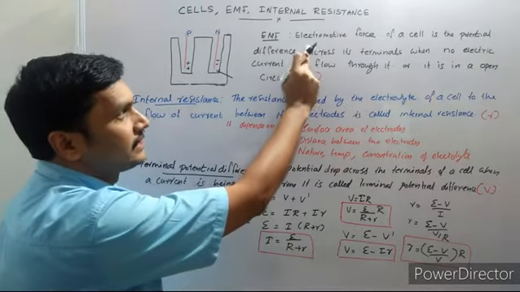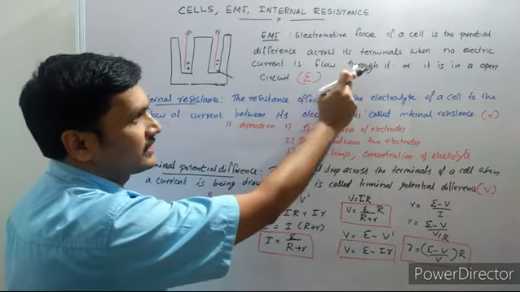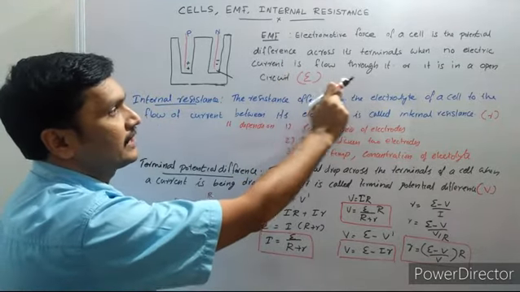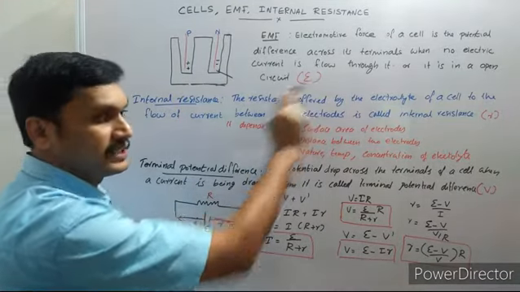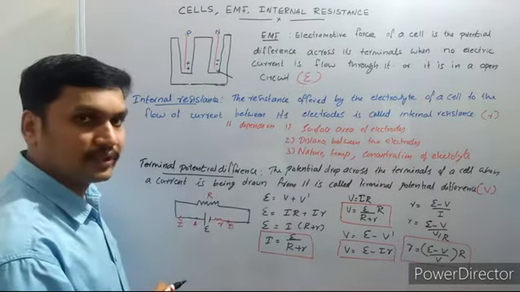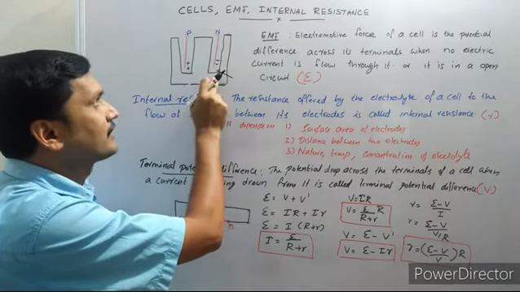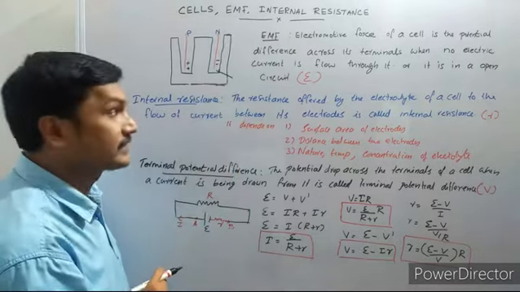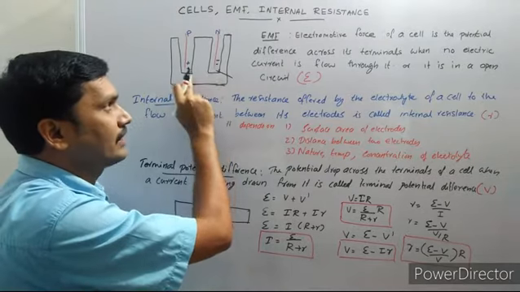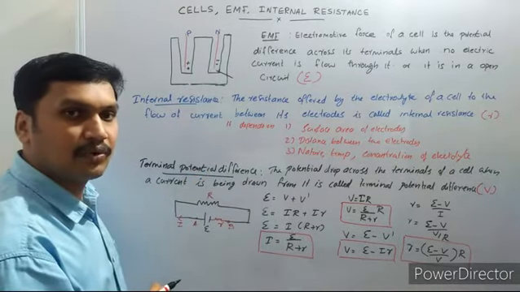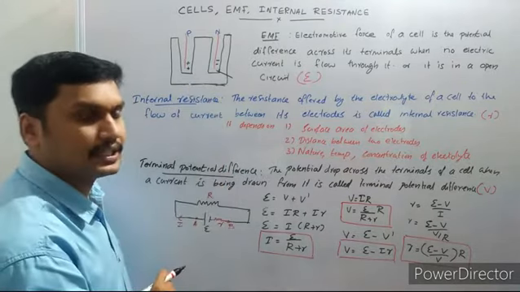It is defined as follows: the electromotive force of a cell is the potential difference across its terminals when no electric current flows through it, or when it is in an open circuit, and it is denoted as E and measured in volt. Because of this charge accumulation there is some potential difference, but there is no external circuit to this cell. No current is drawn from the cell. This potential difference we call the EMF of the cell, the electromotive force of the cell. This is the maximum possible potential difference between these two terminals.